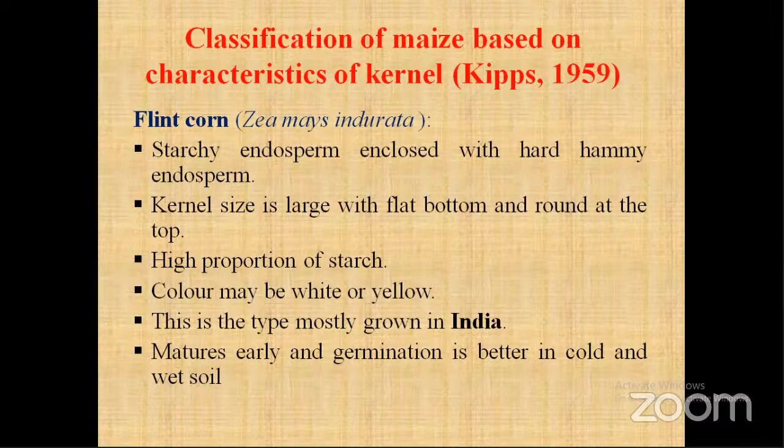That means in the grain, the starchy endosperm inside is somewhat soft, and it is surrounded by hard endosperm. The kernel size is very large, with a flat bottom and round at the top. Flint corn also contains a high proportion of starch. The color may be white or yellow. Flint corn is most probably the type grown in India, it matures early, and germination is better in cold and wet soils. Because it is surrounded by hard endosperm, it doesn't absorb any moisture inside.